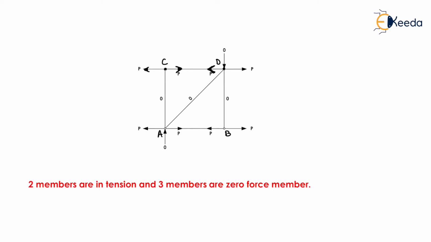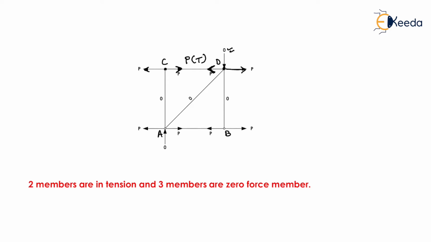To make this joint stable, we need to create a force in the rightward direction like this. So we have considered the equilibrium of joint C and joint D, due to which member CD will be subjected to a tensile force of magnitude P. At joint D there will be no vertical forces, so the vertical component will be equal to 0.